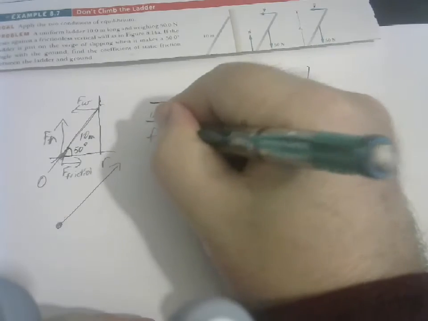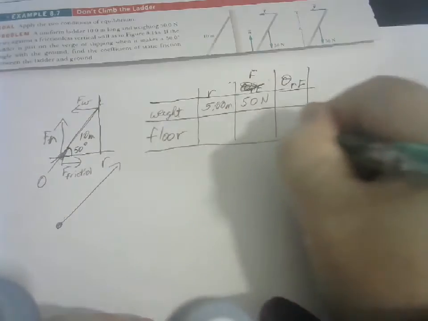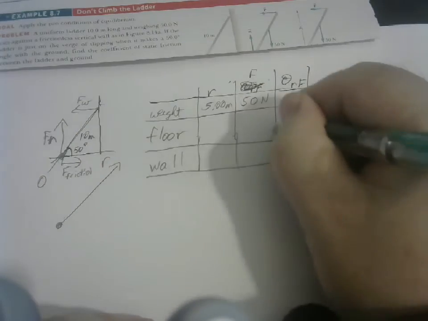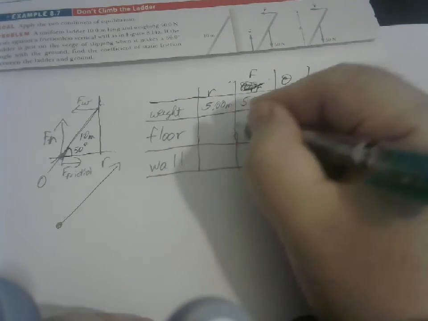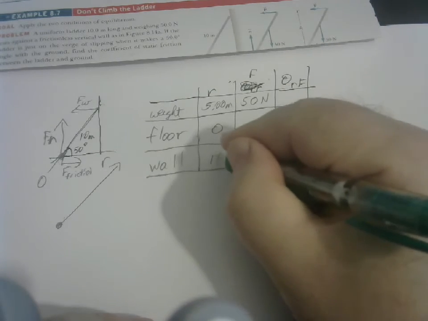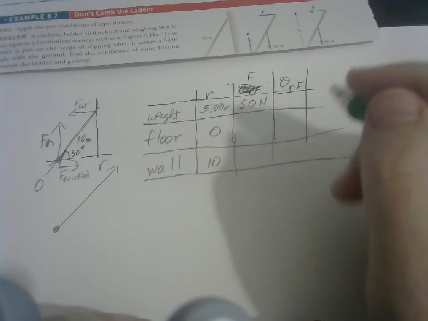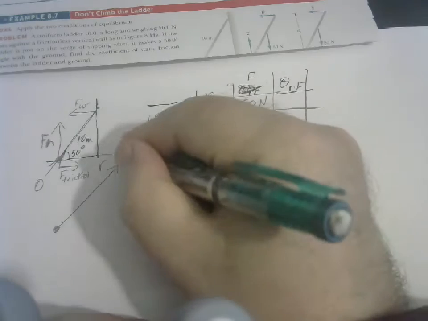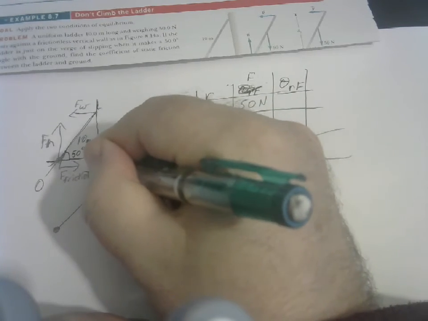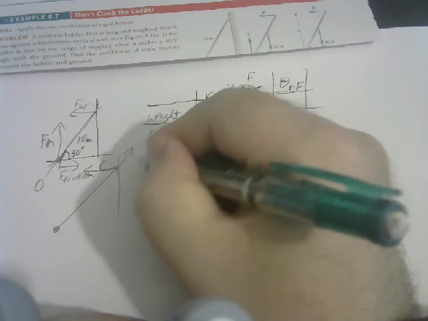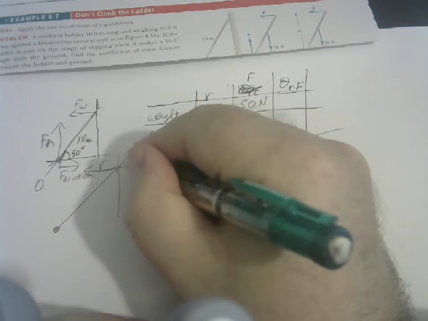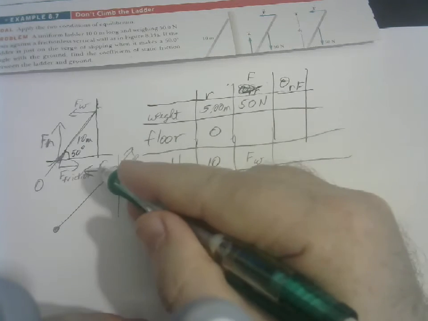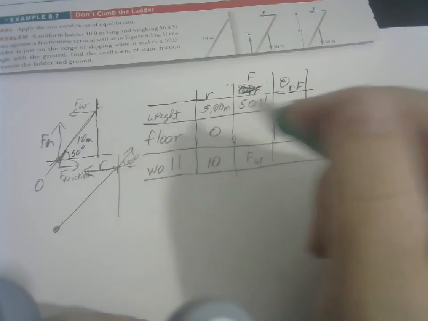So the floor has r equals 0, and the wall has r equals 10. We don't know what the force of the wall is, but we do know that its angle is that way. And if this is 50 degrees, then this angle is 180 minus 50.